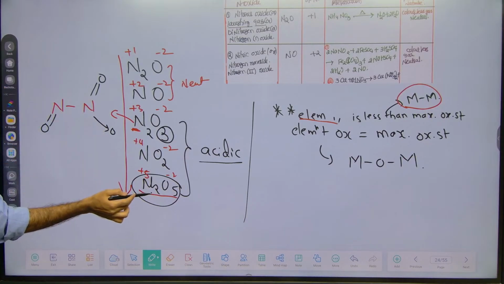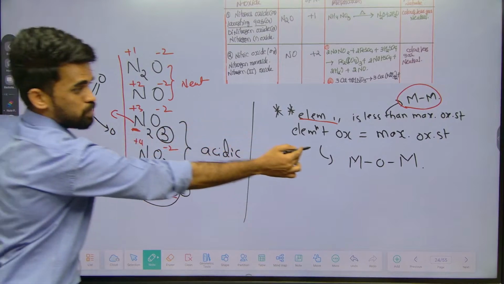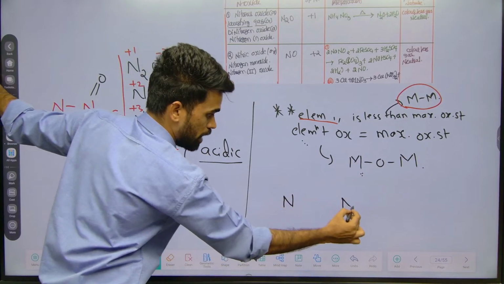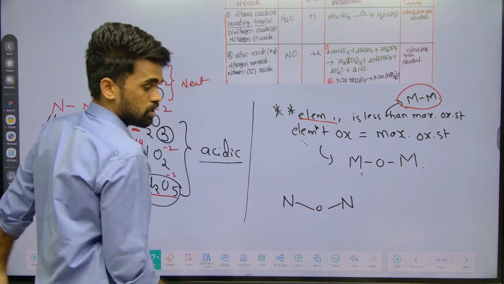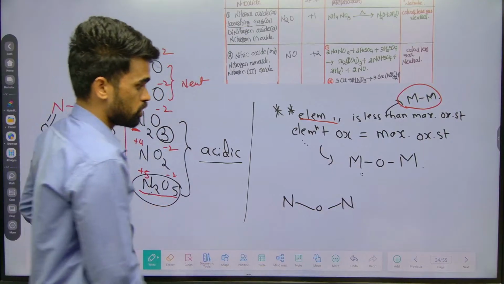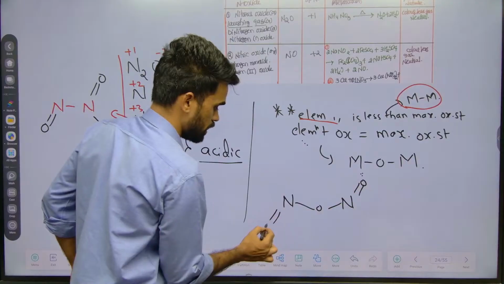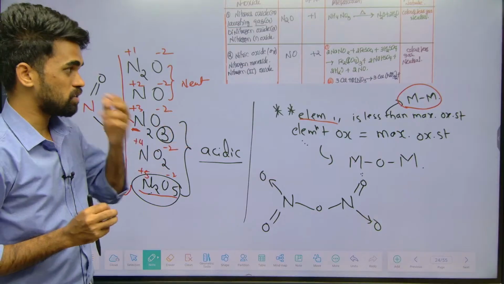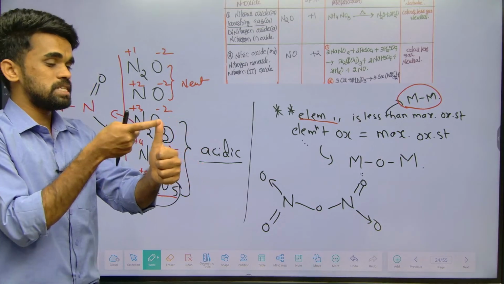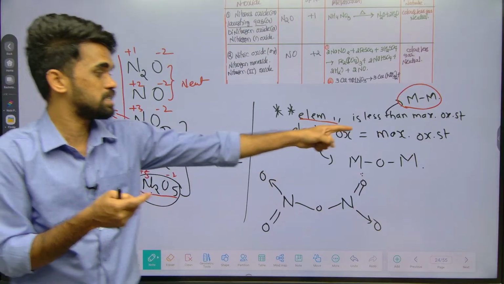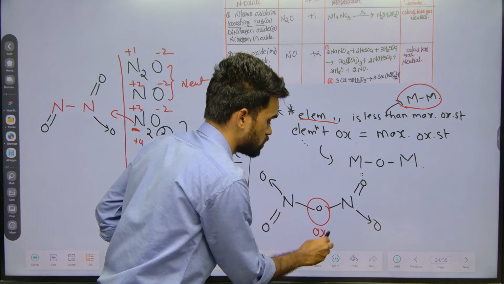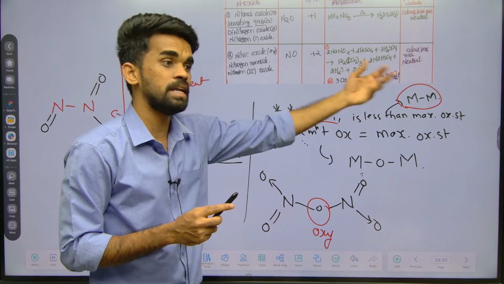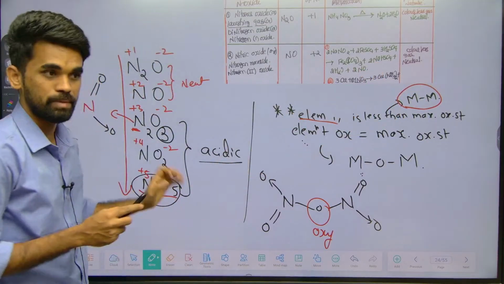Here what is the oxidation state you are seeing? +5. So if it is +5 oxidation state, what type of linkage will be there? You put nitrogen here, one more nitrogen here, oxygen in between. Okay, how many oxygens are there? 4. Give one here, second one over here, like this. So with these lines, what you have studied: if the oxidation state of an element is the maximum oxidation state, there exists an oxy linkage. If the oxidation state is less than its maximum oxidation state, direct MM linkage, like element to element linkage.